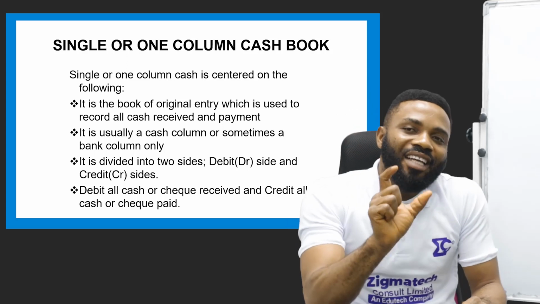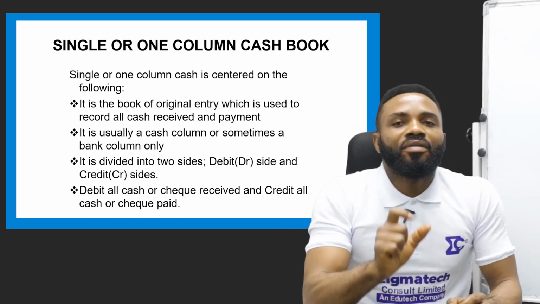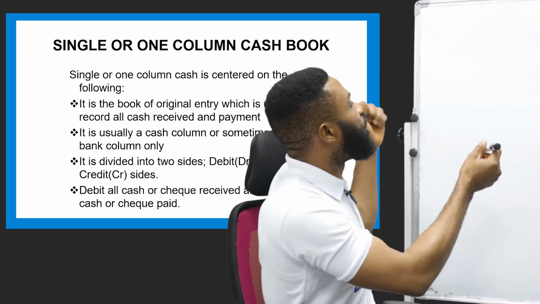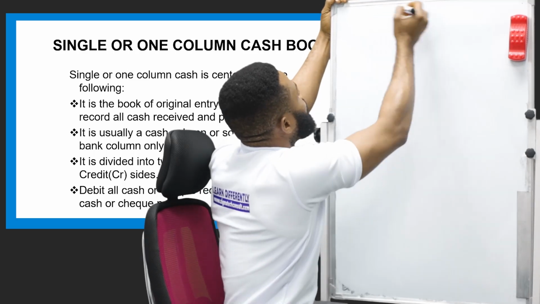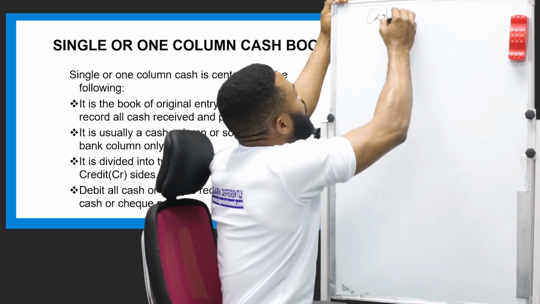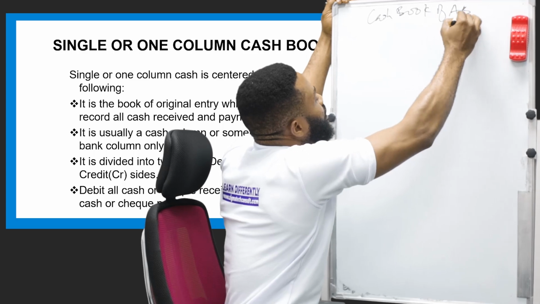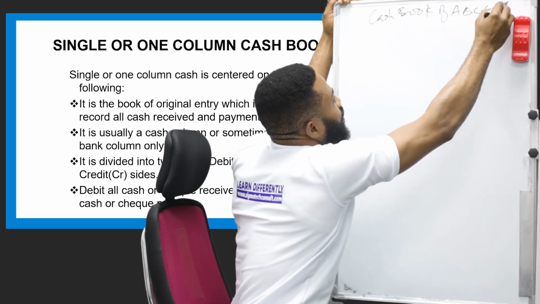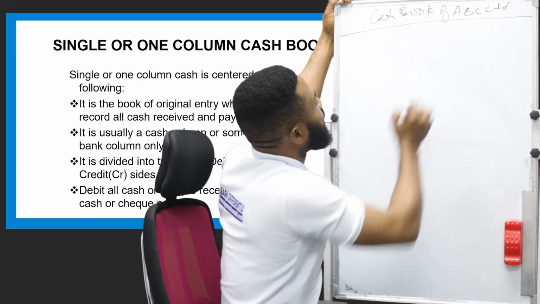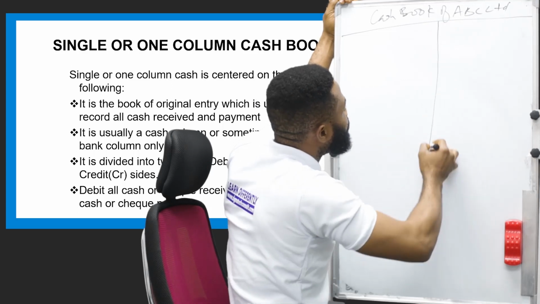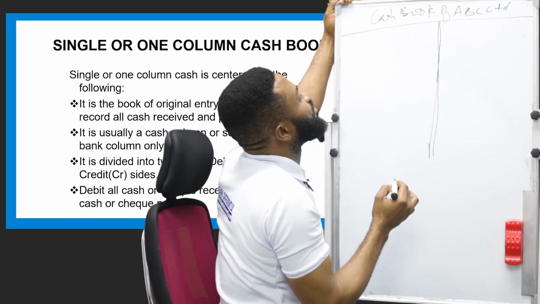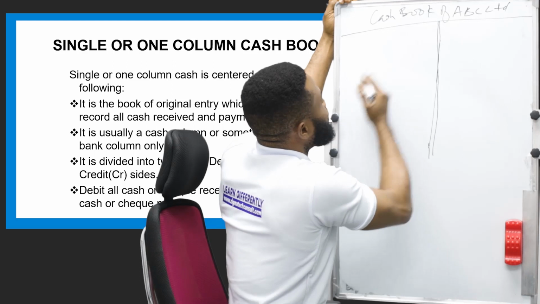I said that it has just 1 column. Normally, cash book has different columns. As you can see on the board, it has different columns. Let's assume we are opening a cash book in the name of ABC Company. A cash book of ABC Limited. Now, this is how it looks. At the middle of the cash book, you have a very thick line that is demarcating this side from this side.